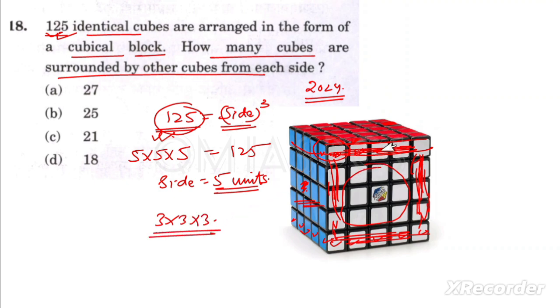You will remove this face also, but I am talking about the inside one. There will be a 3 by 3 core in the middle, which is untouched by any outer surface, I mean the atmosphere. So you will have a 3 by 3 by 3 cube inside this bigger cube. How many cubes will be there? It is 27. So your answer will be 27. Are you getting this one?